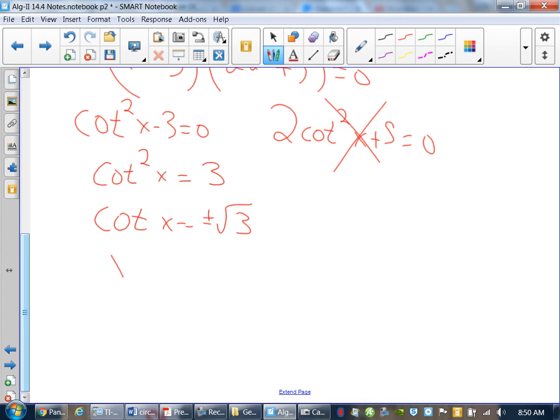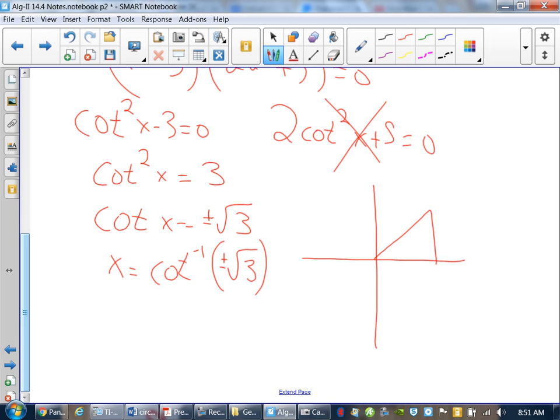Now this is asking you, what angle has a cotangent value of plus or minus root 3? Cotangent is the inverse of what? Tangent. So cotangent is the inverse of tangent. So that means it's a 30, 60, 90, and we draw it out. It's going to be adjacent over opposite, so your adjacent is the root 3, your opposite is the 1, and that's your 30, otherwise known as pi over 6.